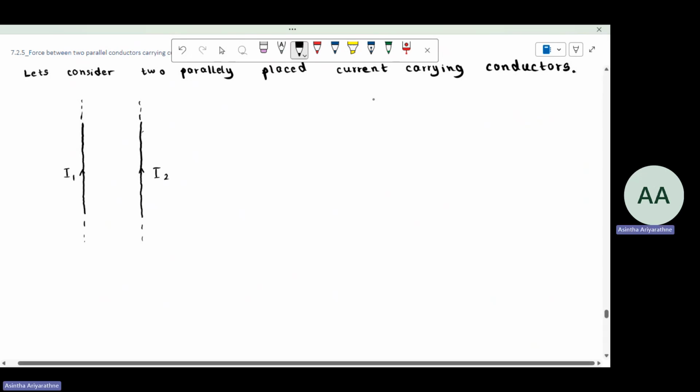And the other way is two parallelly placed current carrying conductors, but transmitting current in the opposite way. I1, now this is upward, and the other one, let's say the current is now flowing down, I2.